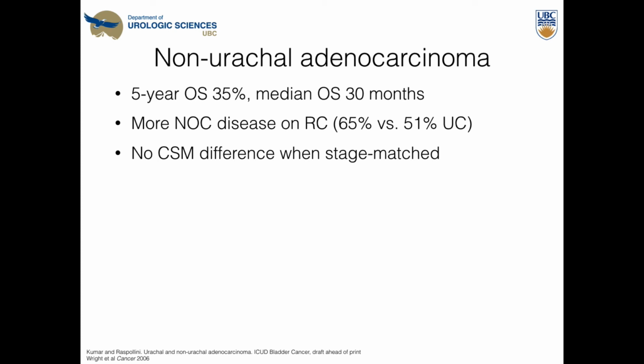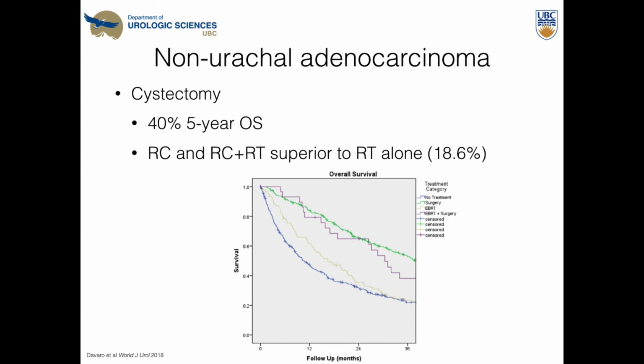Interestingly, though, when they stage matched the adenocarcinoma patients and the urothelial carcinoma patients, there was no cancer-specific mortality difference. So again, there's a story of an aggressive disease that tends to present later, but behaves similarly to a stage-matched urothelial carcinoma. The management of choice for adenocarcinoma is cystectomy at all stages. There's no role for intravesical therapy.